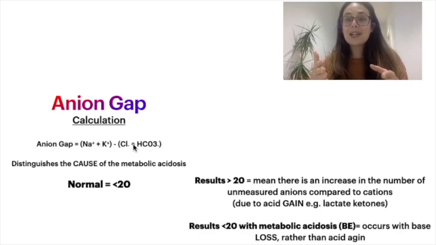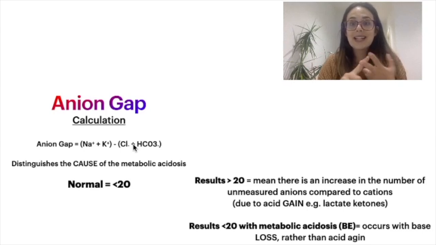And I told you before that those unmeasurable ions could be things like ketones and lactate and urates. So of course they're all bad things, and they're all acid producers. So if we have a larger gap or a result above 20, then it's due to some kind of acid gain, which we may see on other blood work, such as lactate, ketones, uremia, things like that. So we've got acid gain, okay?